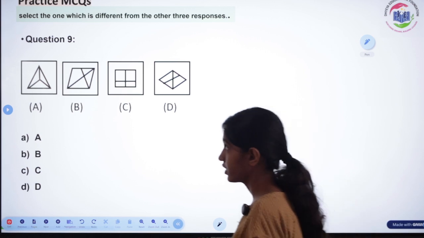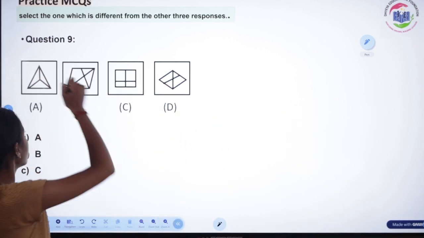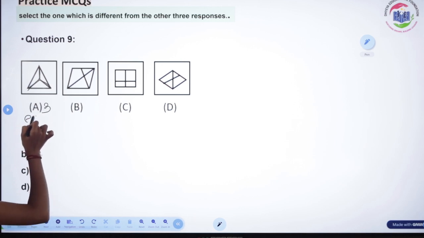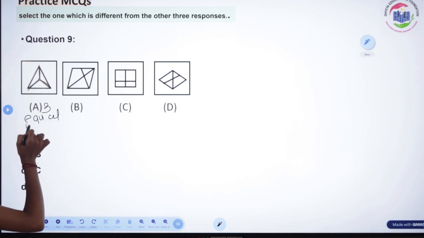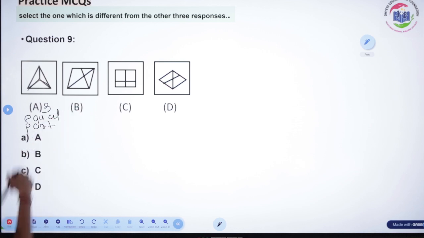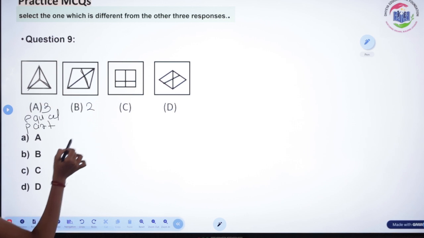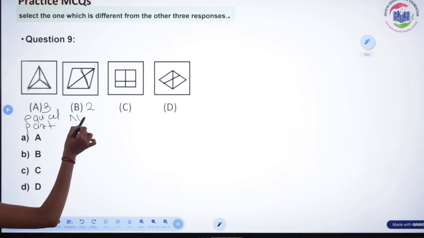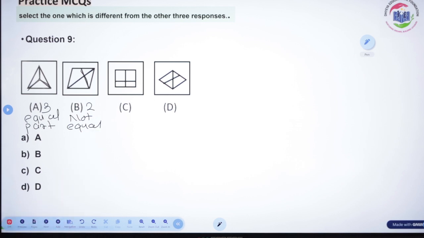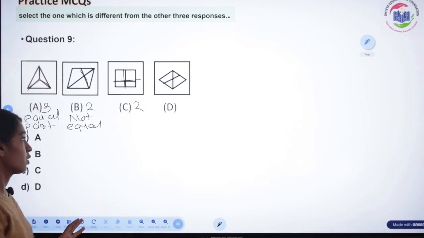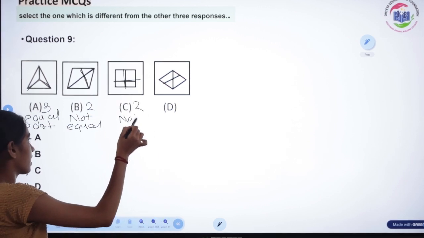First, observe. In option A there are 1, 2, 3 lines, and they divide the figure into equal parts. If you observe option B, there are 1 and 2, two lines, and they do not make equal parts. Not equal. I will write only "not equal." Then if you observe option C, there are again two lines, but it is also not divided into equal parts, not equal again.